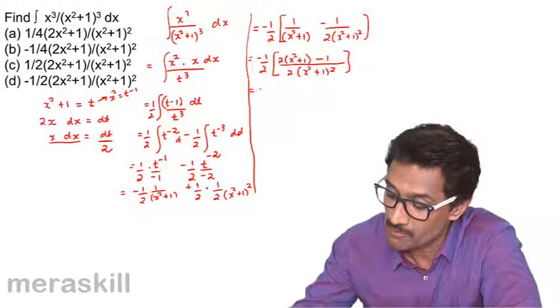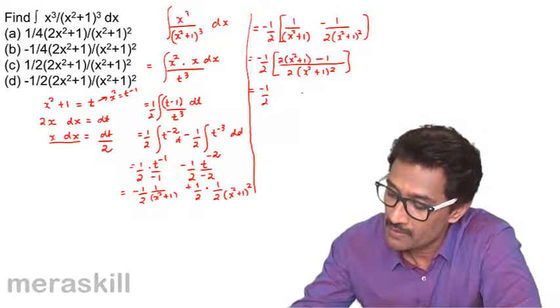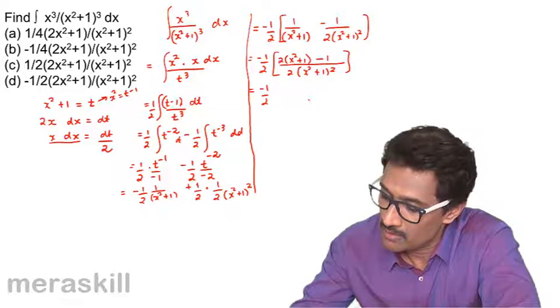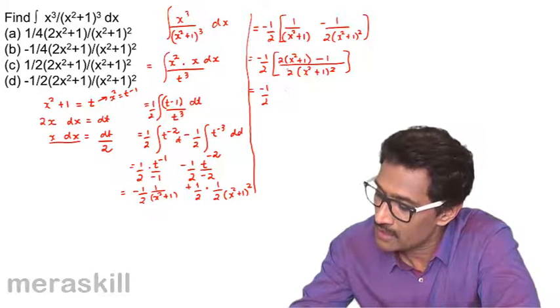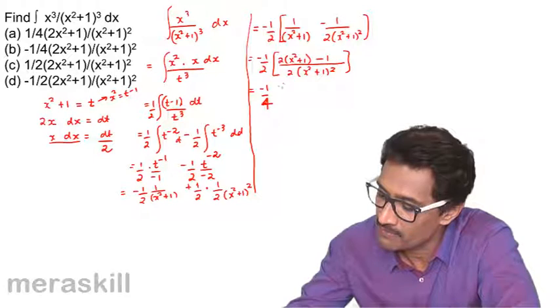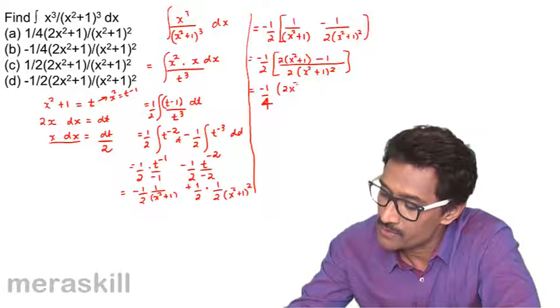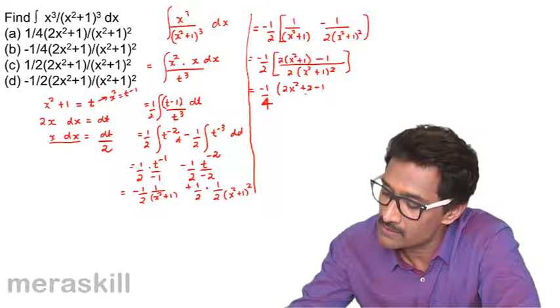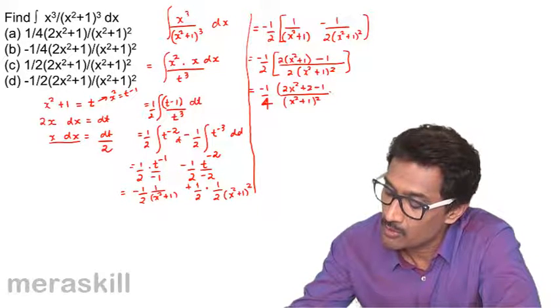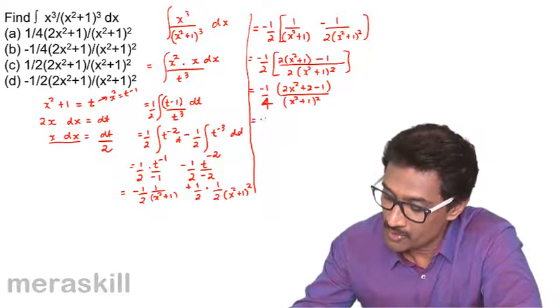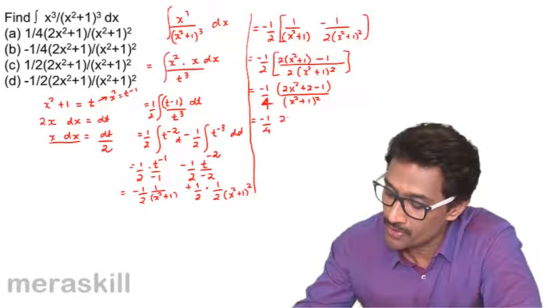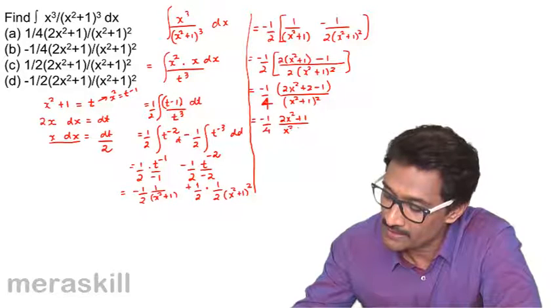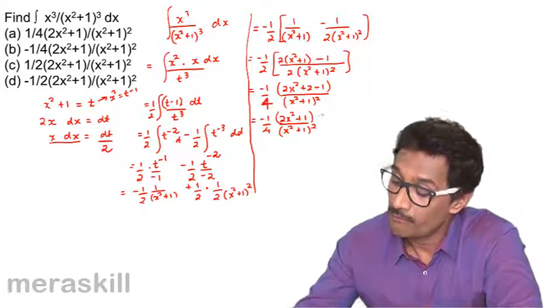So it's going to be minus half, and the half goes out, so it's going to be 1 by 4 into 2x square plus 2 minus 1 upon x square plus 1 the whole square, which is going to be minus 1 by 4 into 2x square plus 1 upon x square plus 1 the whole square, plus constant.